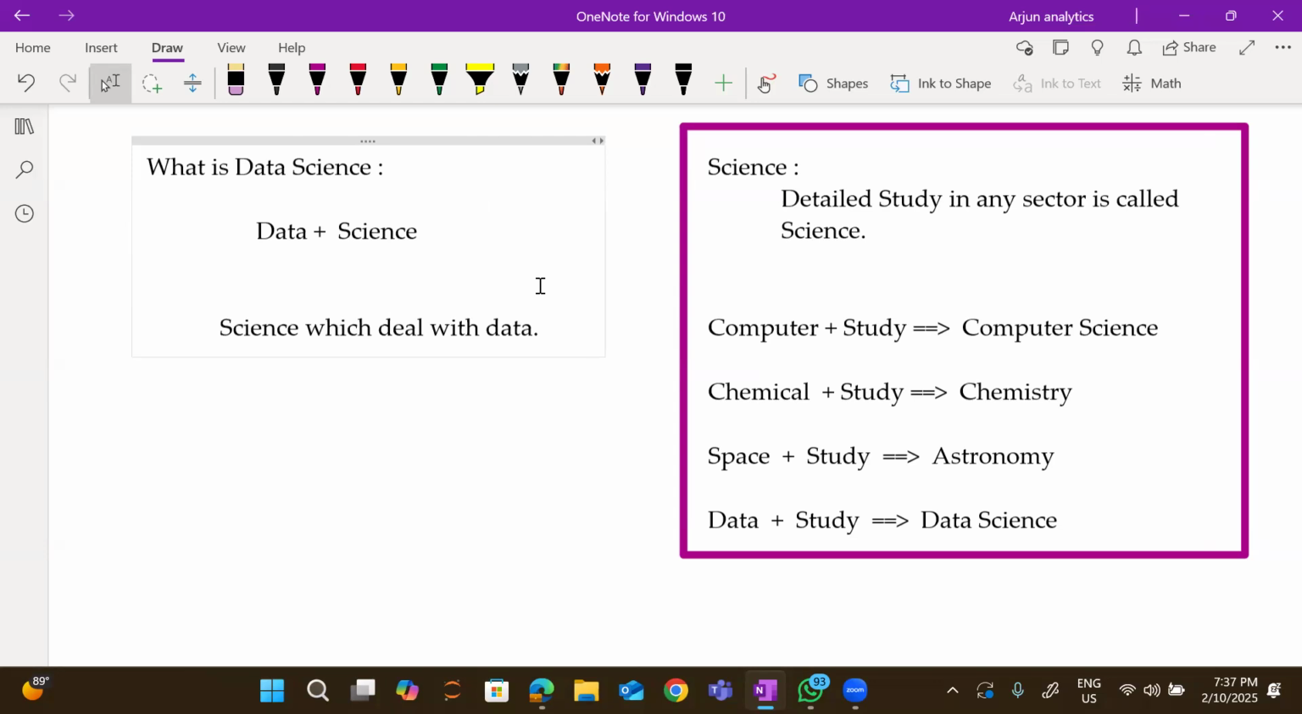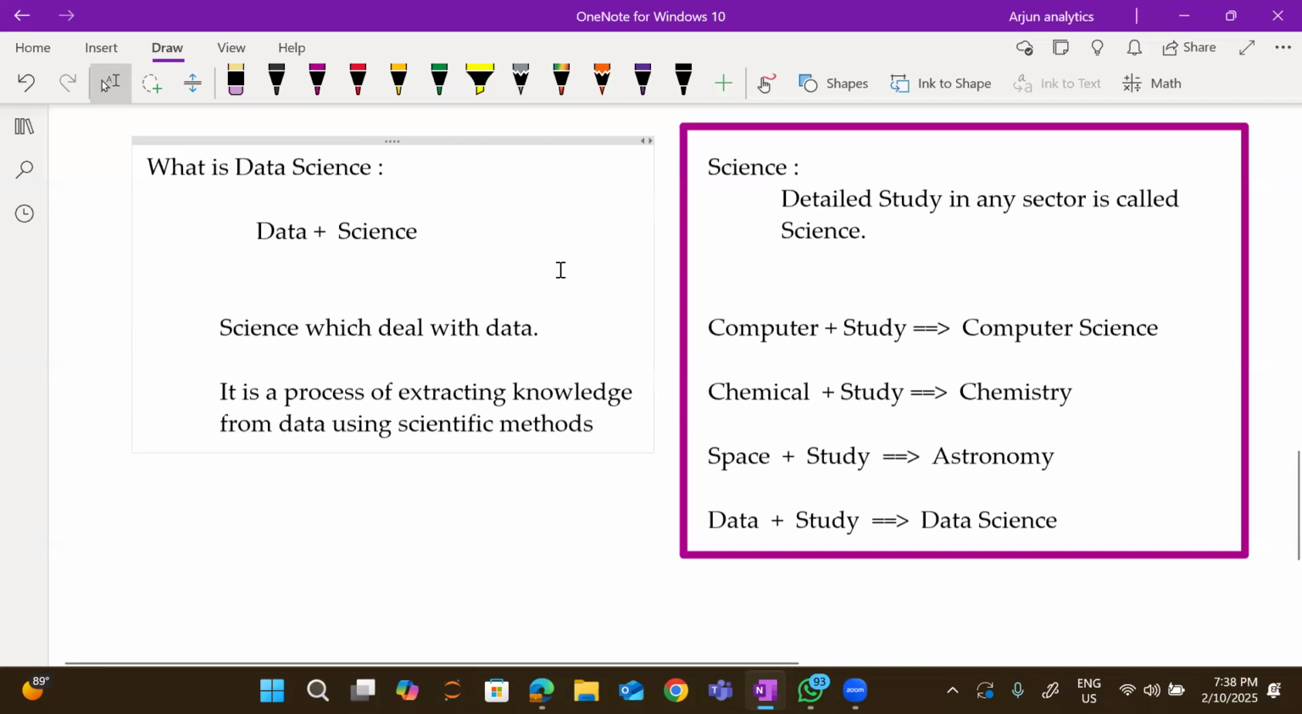First thing. Second one is, what is data science? One more definition with a bit more technicality: data science is a process of extracting knowledge from data using scientific methods. This is the second definition.